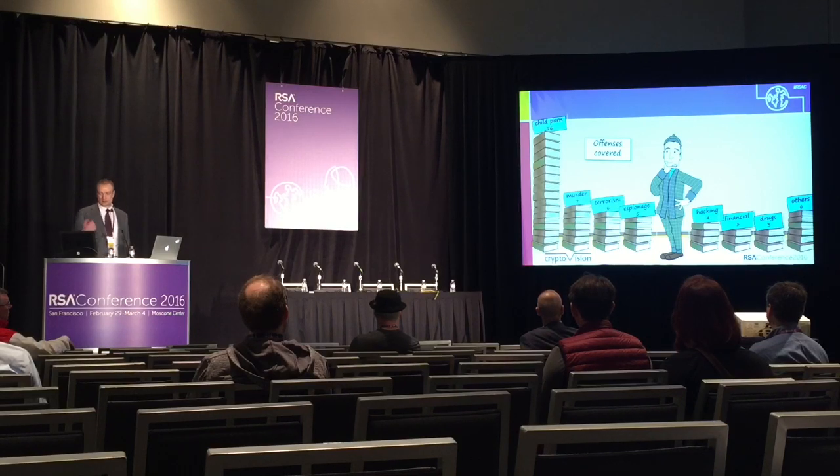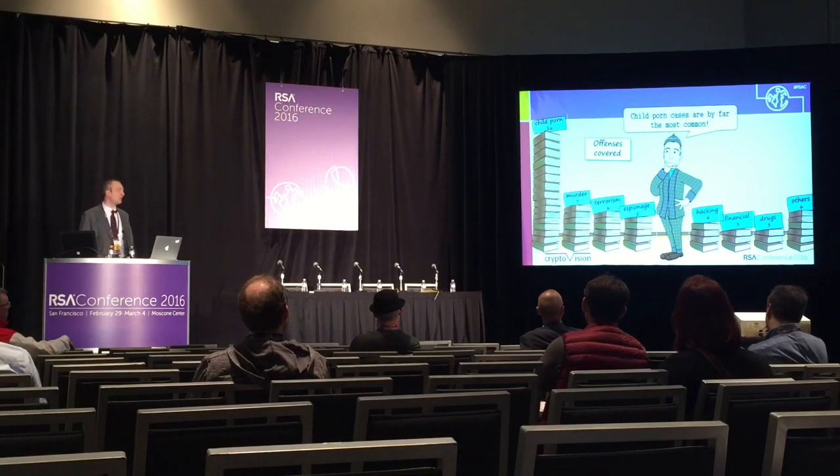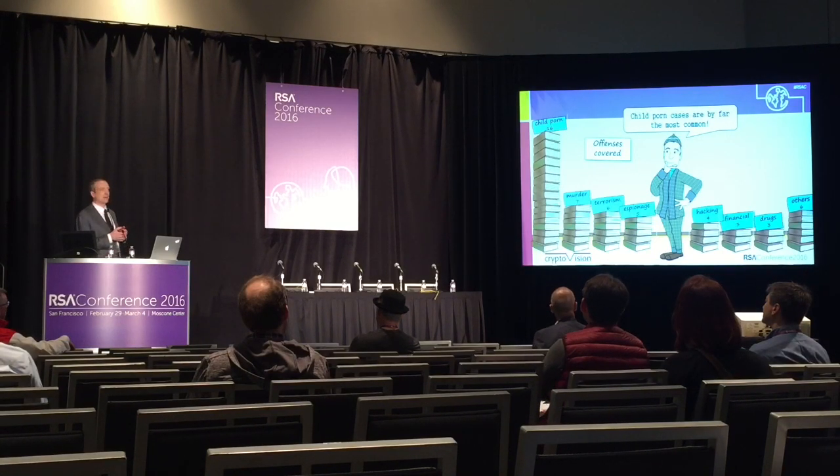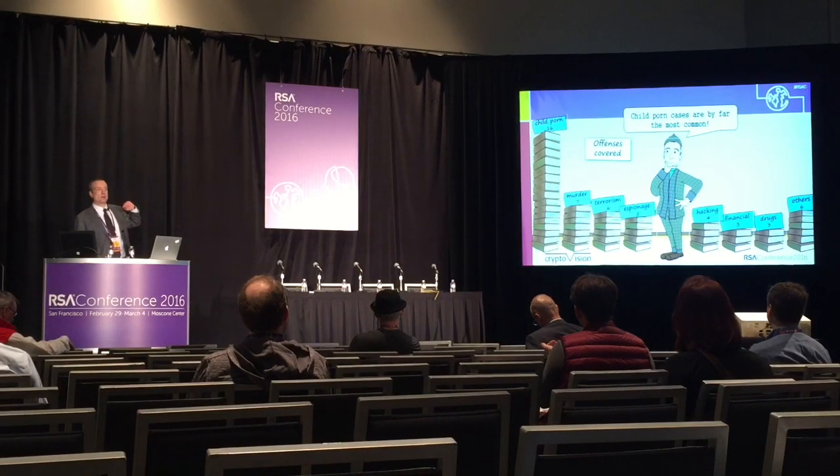Now it's pretty clear that the child porn cases are by far the most common. It's an interesting question why this is the case. Well, in my view, it's simply because most of the child porn offenders are familiar with using a computer, and so it's not really a challenge for them to use encryption. That would be my guess. And of course, child porn cases are more common than murder cases. That is certainly also a reason.